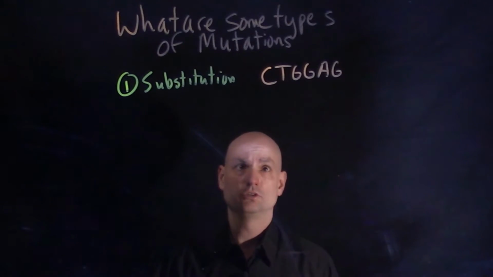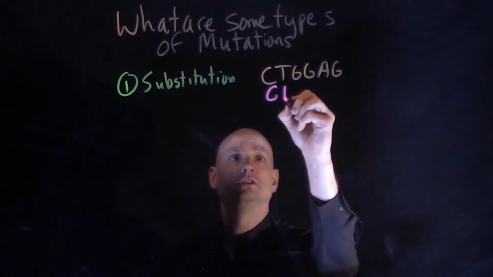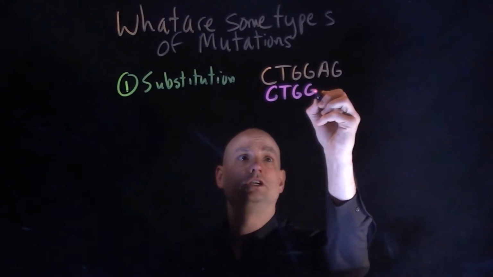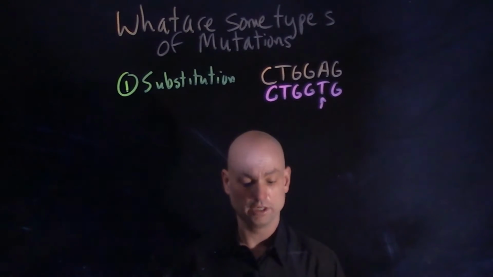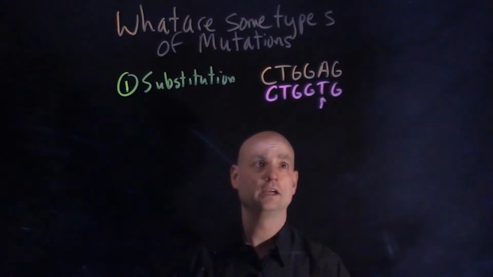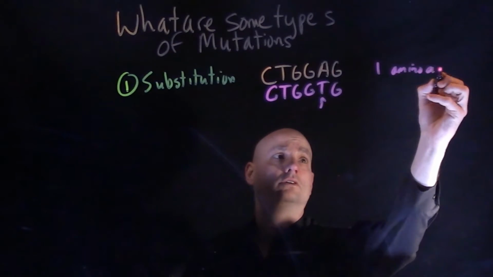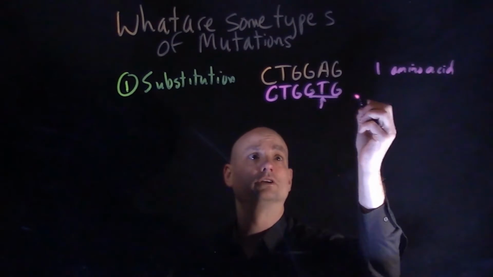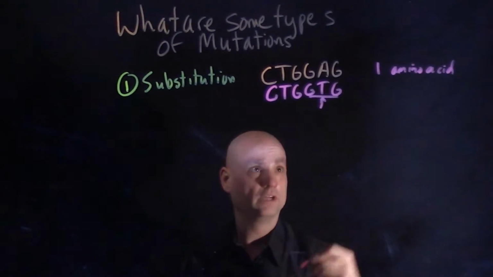But in a substitution reaction, perhaps we do something like this. C, T, G, G, T, G. So notice we have a substitution right there. So what kind of things could have happened? We could have a change in one amino acid, because that 3-letter sequence, that code, eventually makes a codon. Or we could have no change.